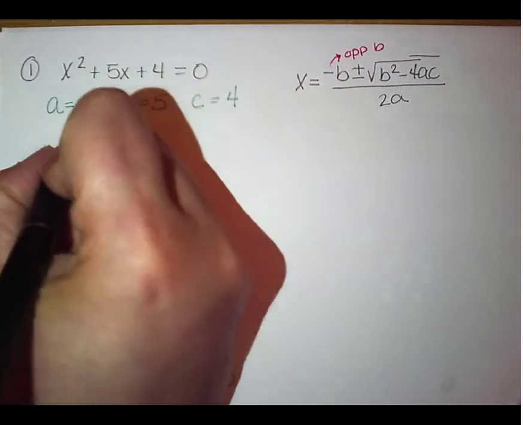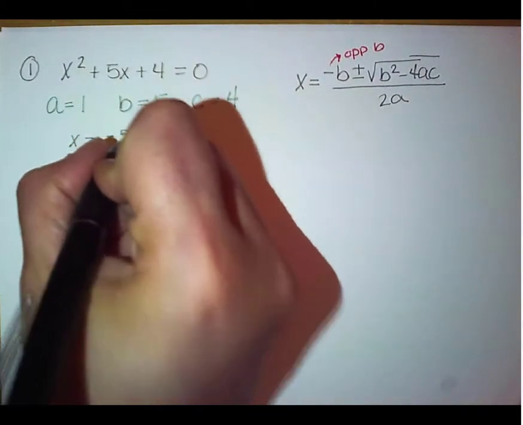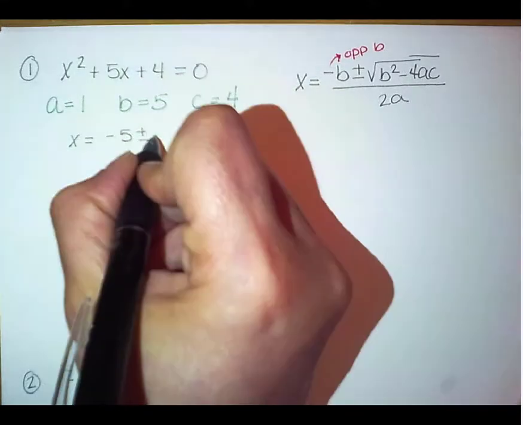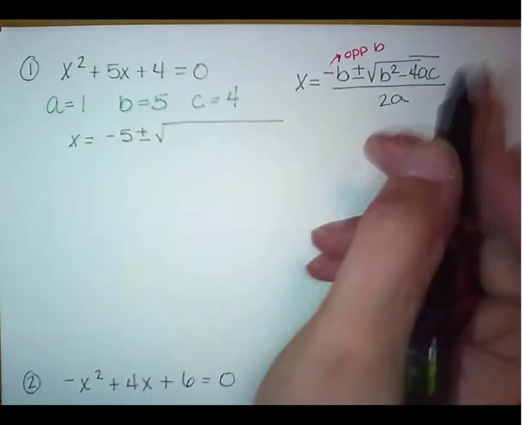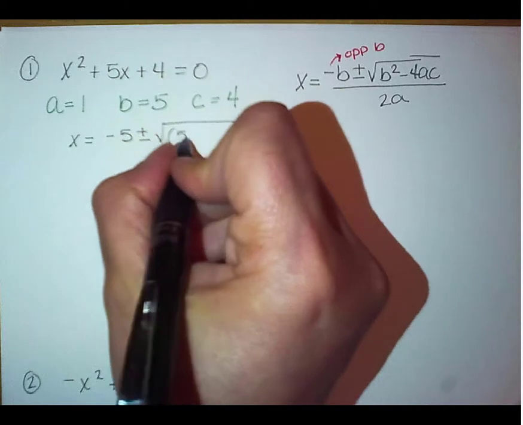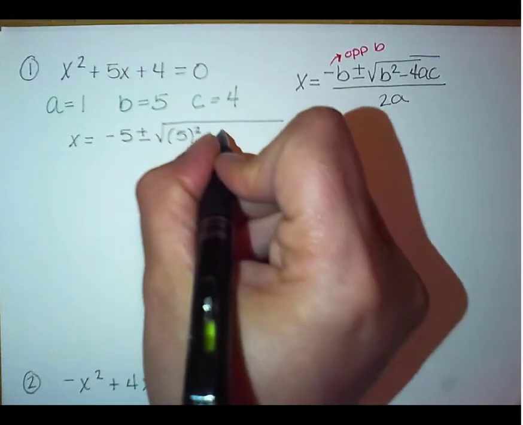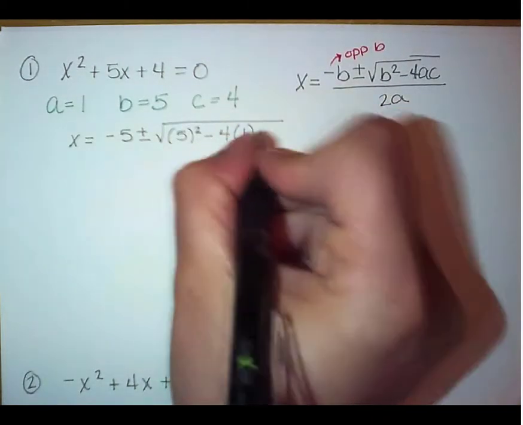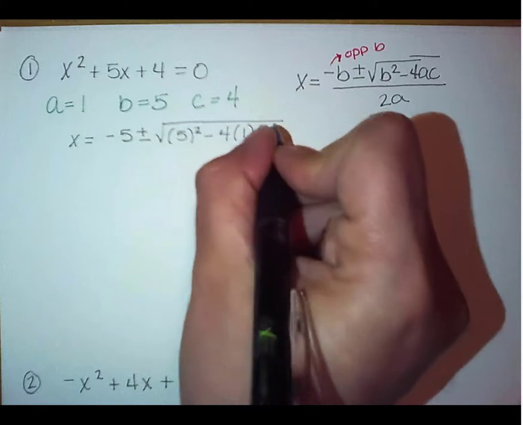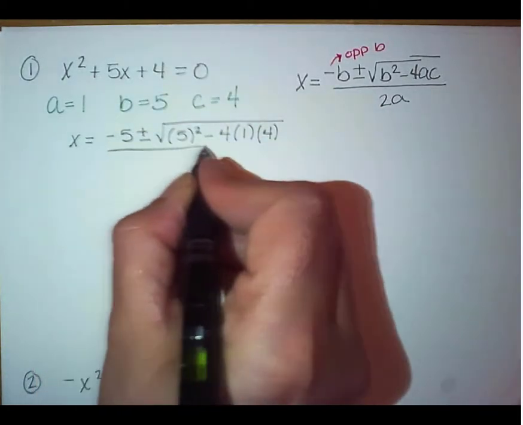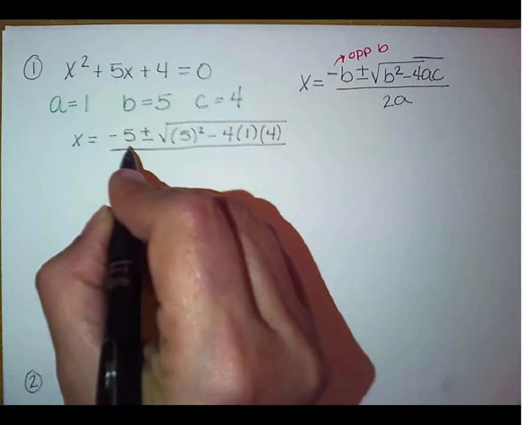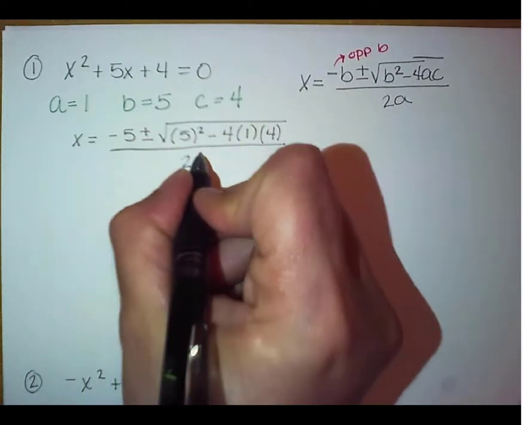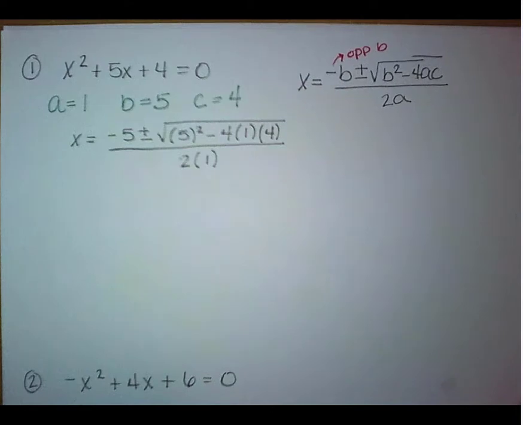So I'm going to have x equals negative 5 plus or minus a big old square root here. Now I'm going to have b squared, so that is going to be 5 squared minus 4. Remember, it is always 4. And then times a, which is 1, and times c, which is also 4. All over, make sure when you do the all over, you are including that negative 5 in this. 2 times a, which is 1. So technically, that's my answer. But we have a lot of simplification to do before we can actually say we're done.